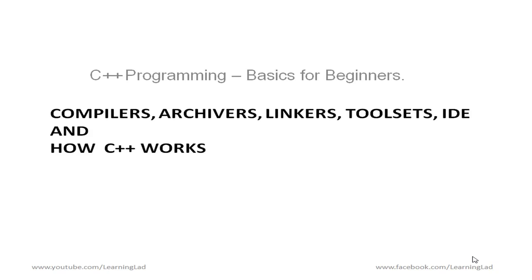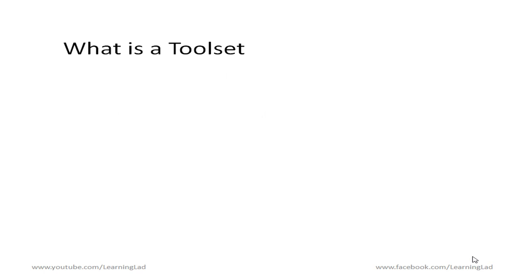In this tutorial we're gonna see some basic terms and the software used in the development of C++: the compilers, archivers, linkers, toolsets, IDEs, and also we're gonna see how C++ works, or what is the process to get an executable or an exe file from a C++ source file. Okay, let's begin. So first we're gonna see what is a toolset.